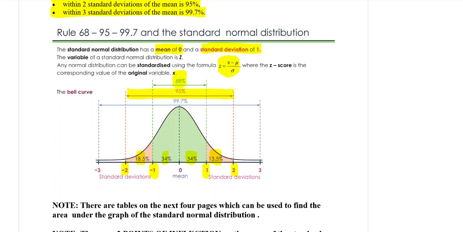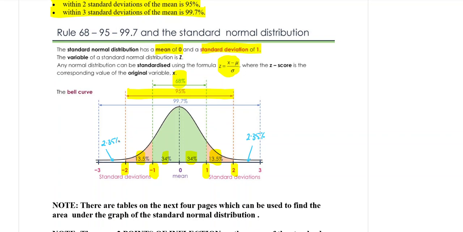If it is 99.7 for 3 standard deviations away, we would do 99.7 minus the 95, divide that by 2, and these bits in here, that one is 2.35%. Same on that side, 2.35%.